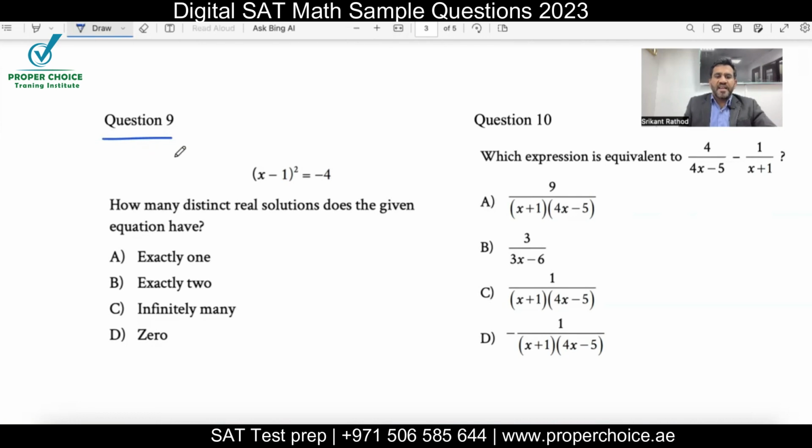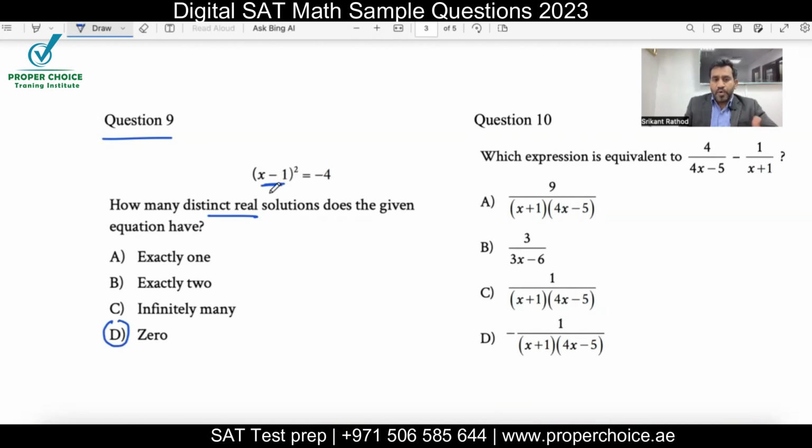Question number 9 here is a little tricky. They are saying x minus 1 squared is equal to negative 4. How many distinct real solutions does the given equation have? If you look at this given expression very carefully, it says x minus 1 squared equals negative 4. Regardless of whatever the term or number inside that bracket, as the term is getting squared, the result is always positive. And a positive number can never be equal to negative 4. That's why I should say there are zero solutions. So exactly, see, this result is going to be positive.